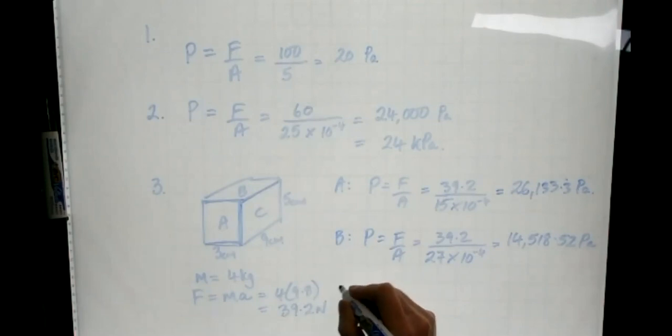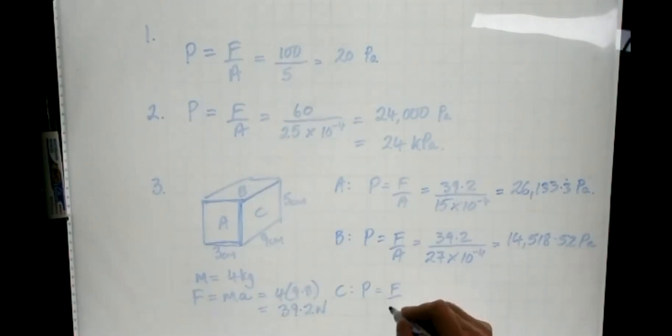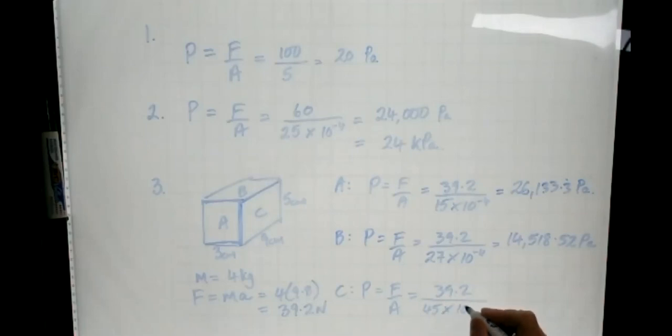Okay, now for face C. The force is the same. The area is 9 centimeter times 5 centimeter, which is 45 centimeters squared, converted to meters squared, 10 to the power of -4. The ratio gives about 8,700 Pascal.